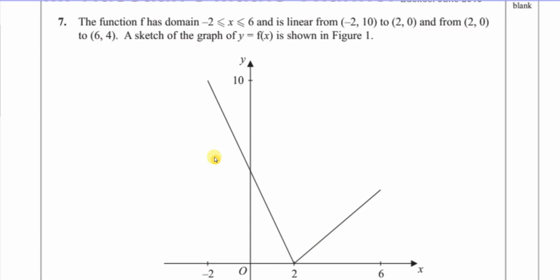Okay, so from (-2, 10), which is this point over here, this is where it starts from on the graph. And then it goes down to (2, 0). And then the function changes like a piecewise function, so its rule changes from 2 to 6. It suddenly has a positive gradient, and that goes up to (6, 4). This is the point (6, 4), and this is the point (-2, 10). Now a sketch of the graph of y equals f of x is shown in figure 1. So this is y equals f of x.